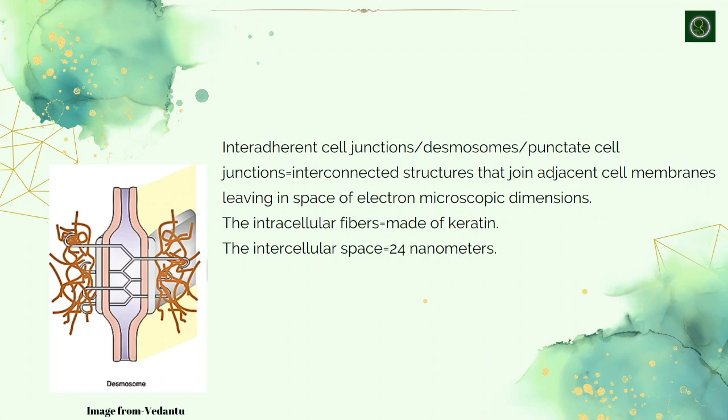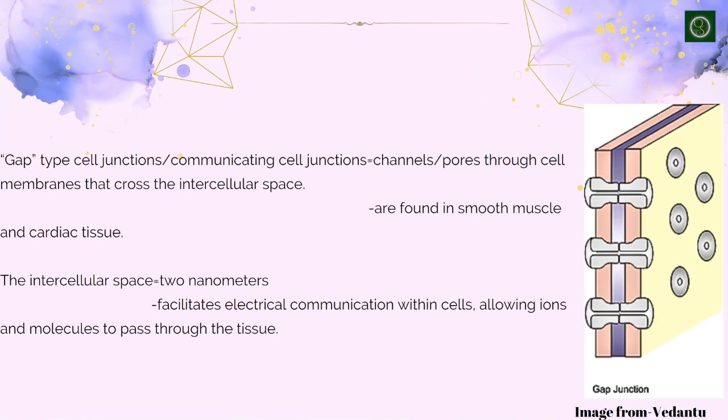Desmosomes are interconnected structures that join adjacent cell membranes, leaving a space of electron microscopic dimensions. The intracellular fibers in these junctions are made of keratin. The intercellular space in these junctions is about 24 nanometers.